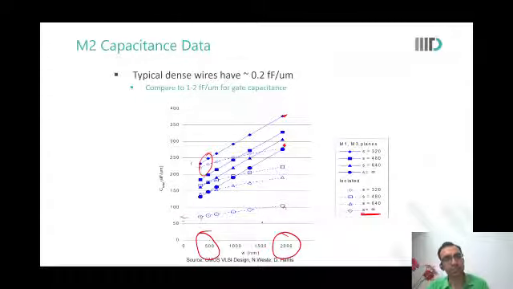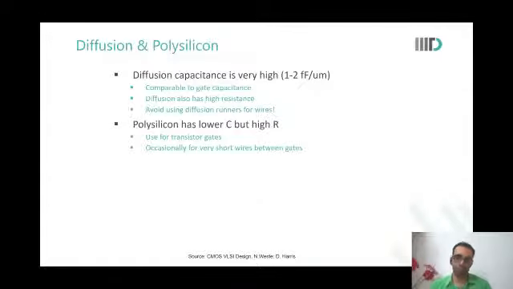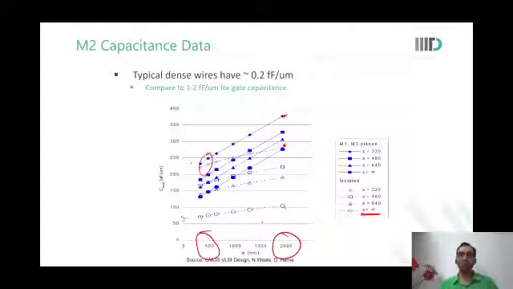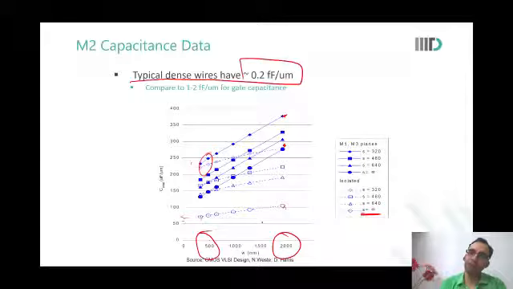Are you able to see this? Yes, sir. Okay. So let us look at how these capacitances compare amongst each other. Typically, dense wires would have a capacitance of something like 0.2 femtofarads per micron, whereas a gate would have a capacitance of 1 to 2 femtofarad per micron. We discussed this in the last session.